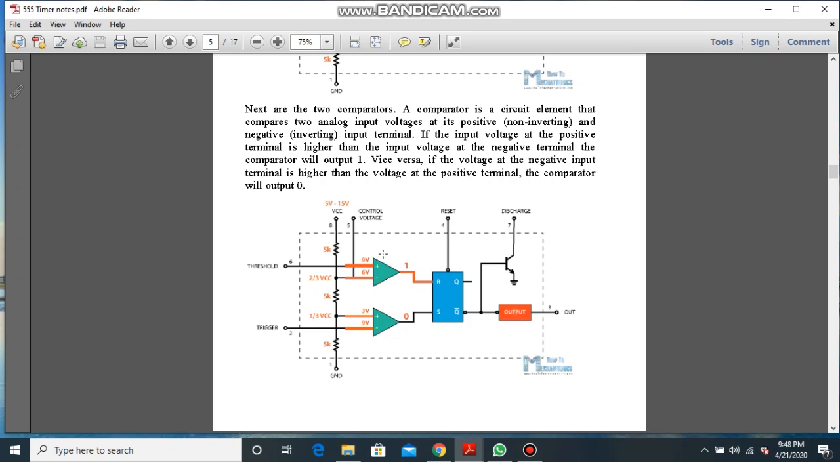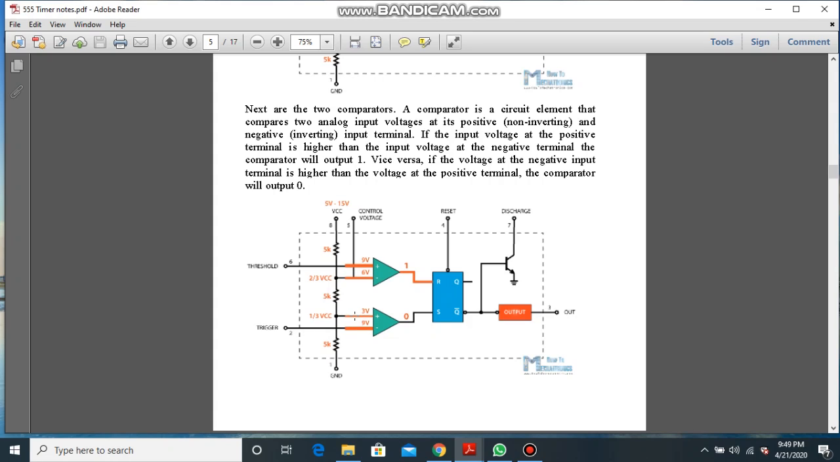The first comparator's negative input terminal is connected to the 2/3 reference voltage at the voltage divider and the external control pin, while the positive input terminal is connected to the external threshold pin. On the other hand, the second comparator's negative input terminal is connected to the trigger, and its positive input is connected to the voltage divider's 1/3 volts.